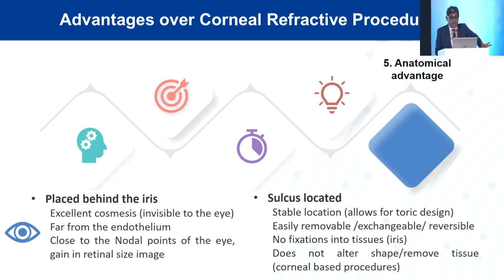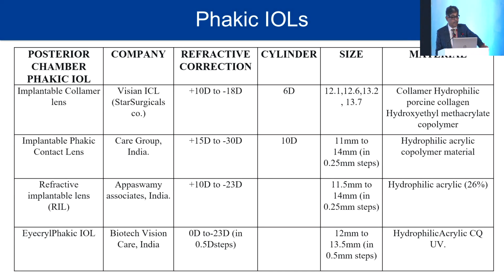It is located in the sulcus, which is a stable location that allows the toric design to be implanted easily. It is removable, exchangeable, and a reversible technique, with no fixation into the tissue, and it does not alter the shape or remove tissue, unlike the cornea-based procedures.